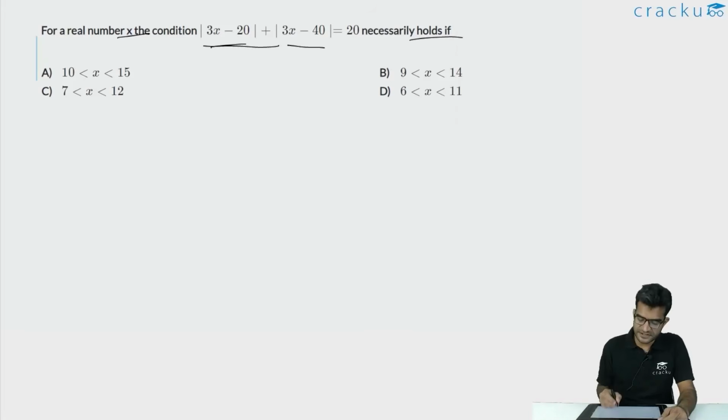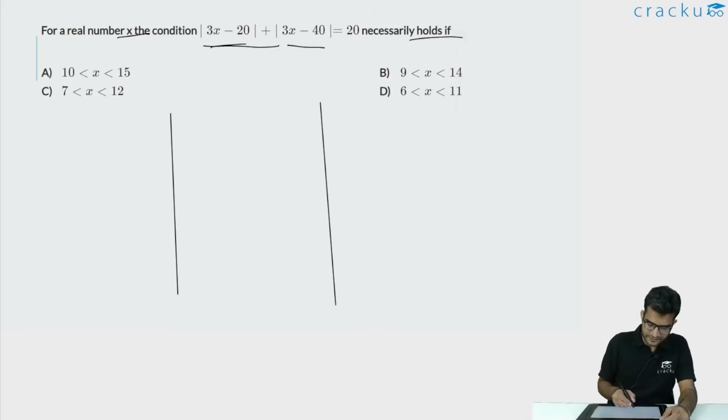The first case to consider is that let us draw 3 cases and solve them over here. The first case is that 3x is less than 20. In the second case, 20 is less than or equal to 3x, which is less than or equal to 40.